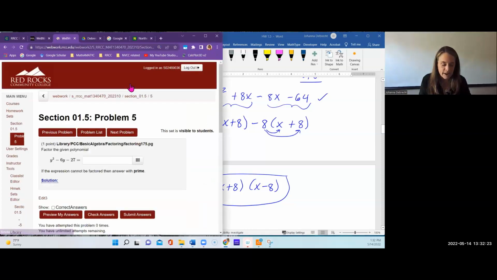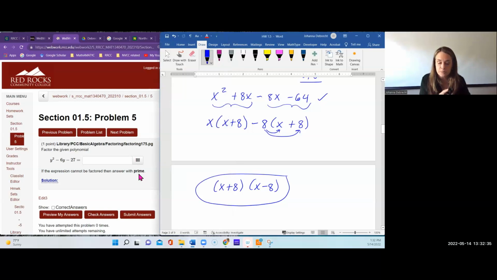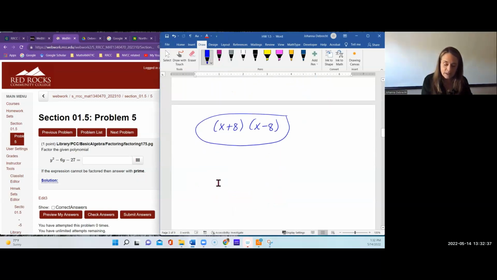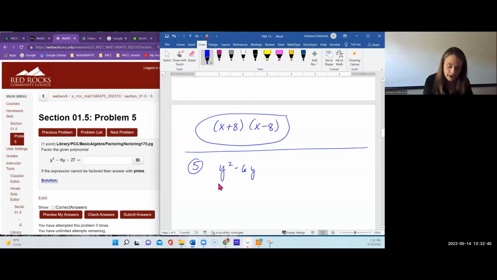Let's look at number 5 now. Number 5 says factor the given polynomial. If the expression cannot be factored, then answer with prime. Aha, they mentioned that it could be prime. So this is something we should be suspicious of. Let's come down here, create our horizontal bar, and start with number 5. We have y squared minus 6y minus 27.